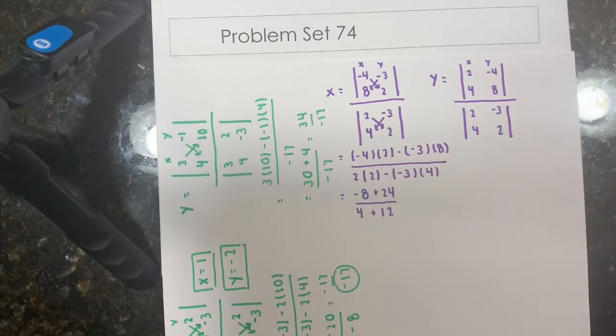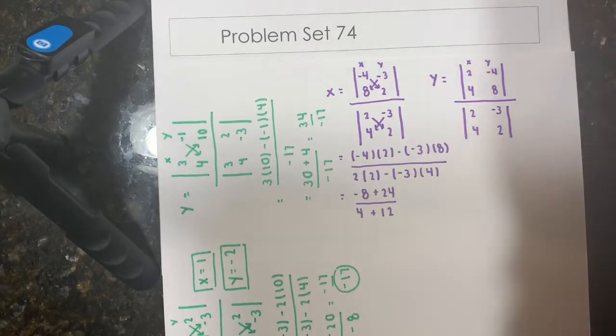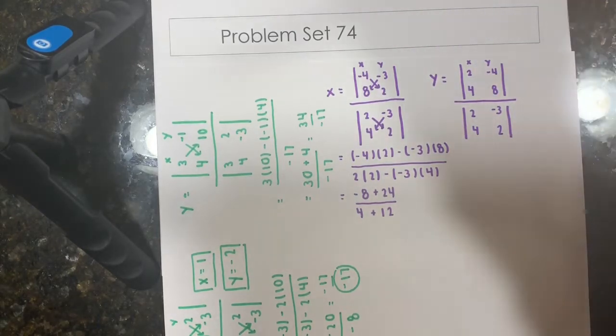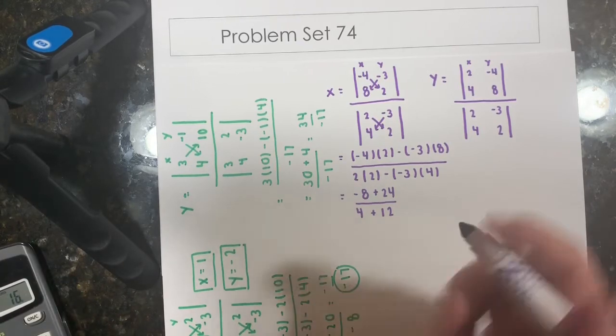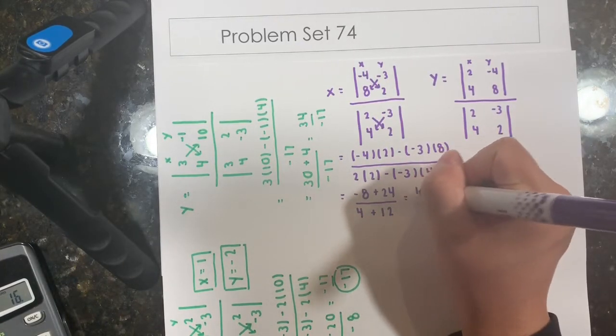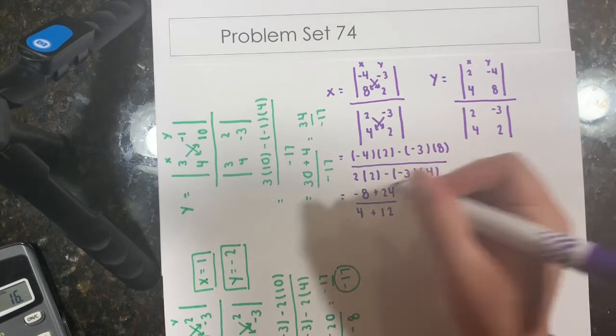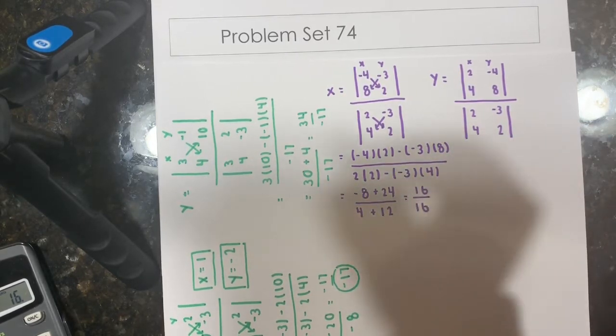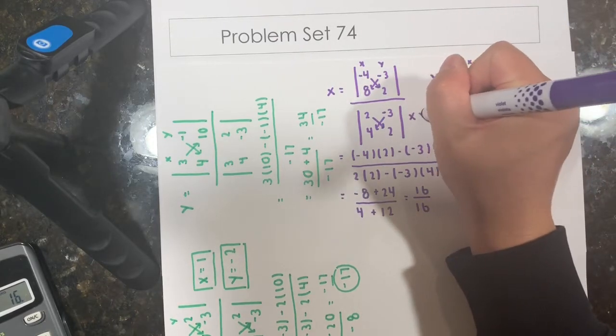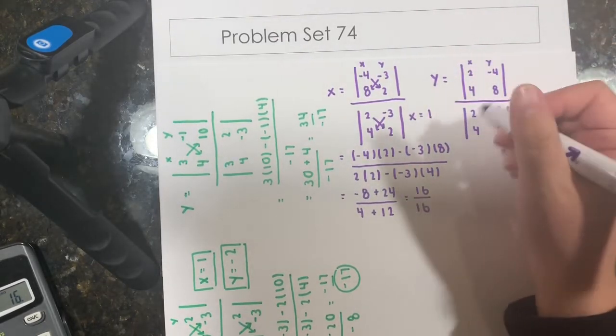Now I'm going to evaluate. So I have 24 minus 8, which gives us 16, over 4 plus 12, which is also 16. So I know that x is equal to positive 1.